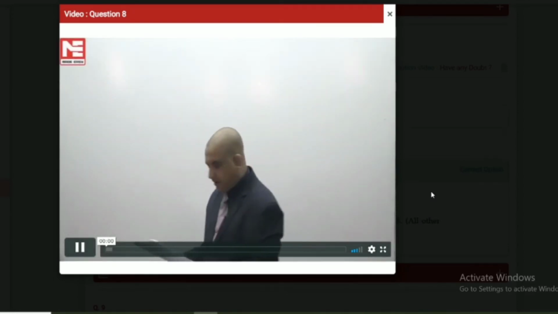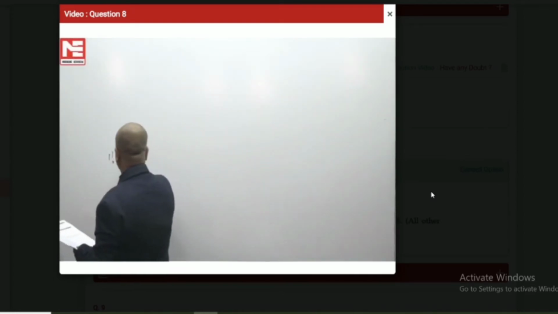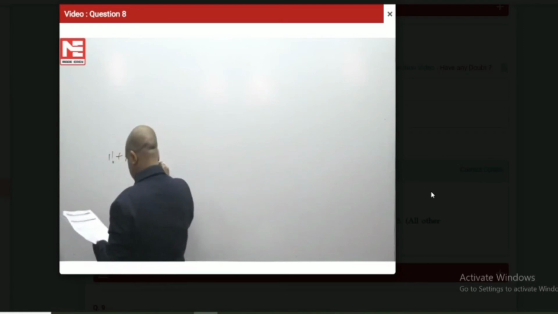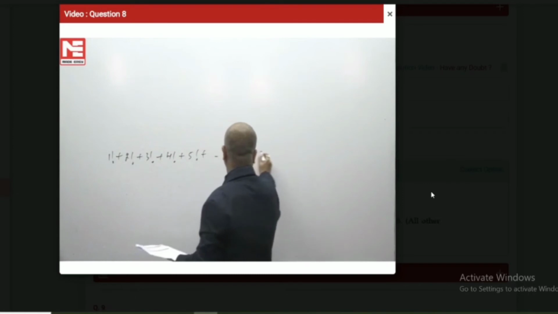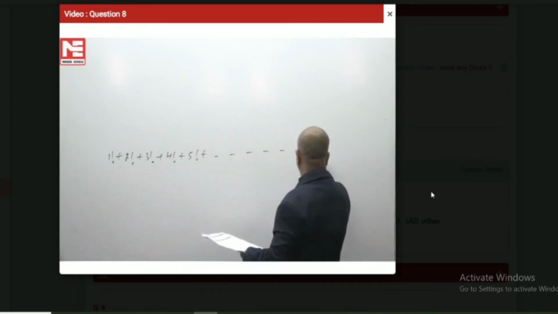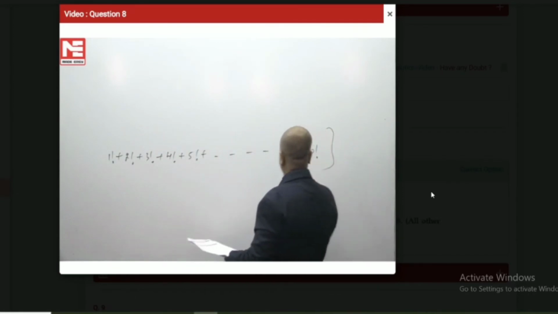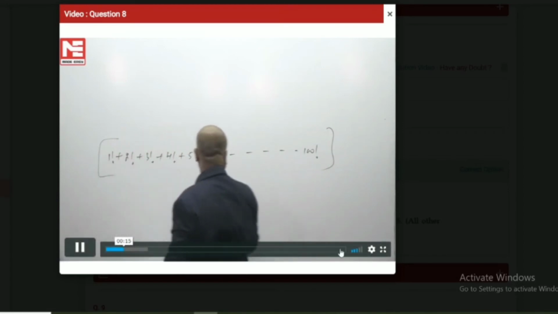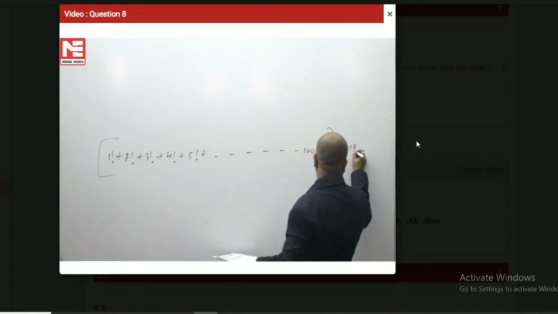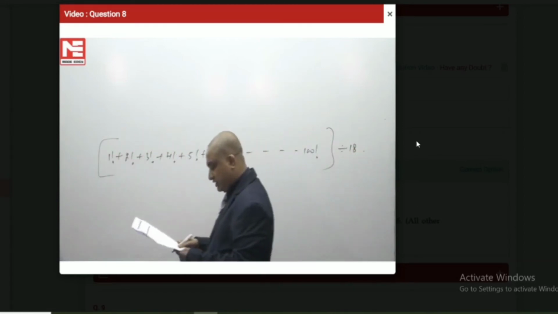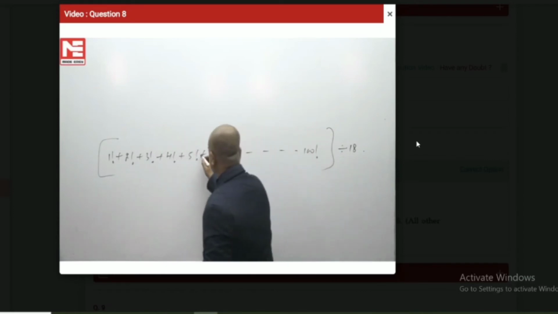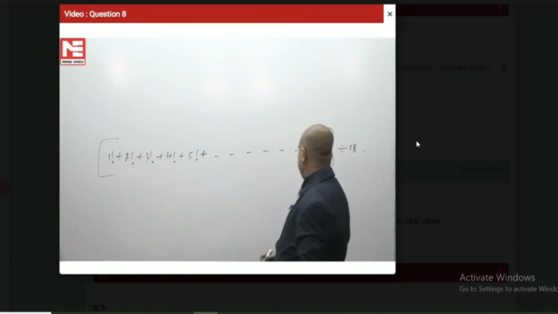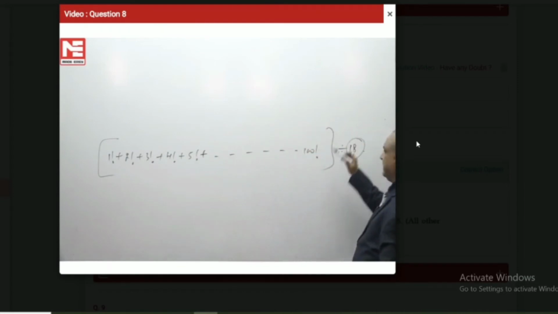What is the remainder when we take factorial 1 plus factorial 2 plus factorial 3 plus factorial 4 plus factorial 5 and so on up till 100 factorial, and divide this complete value by 18? We need to find the remainder. It is a fairly simple question. We have to divide it by 18.